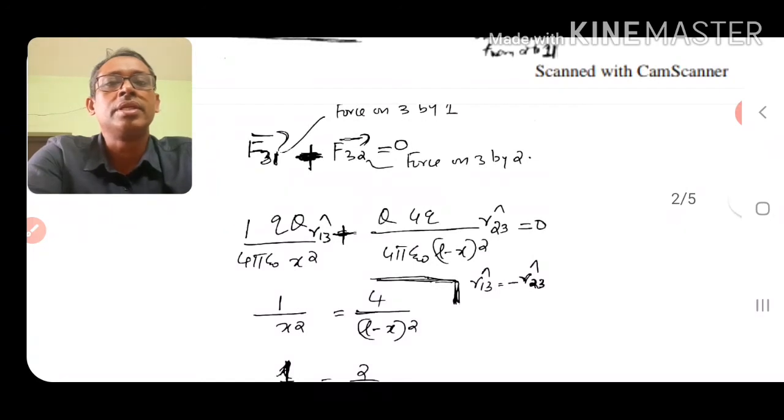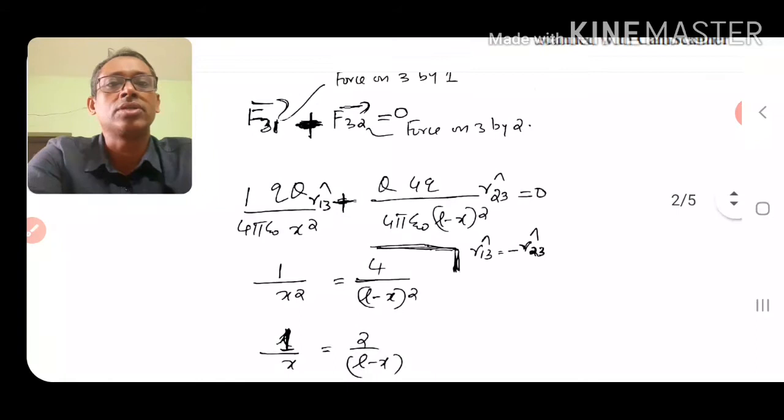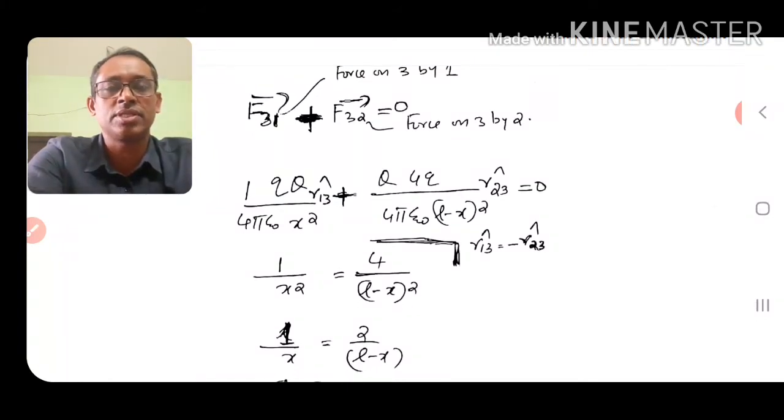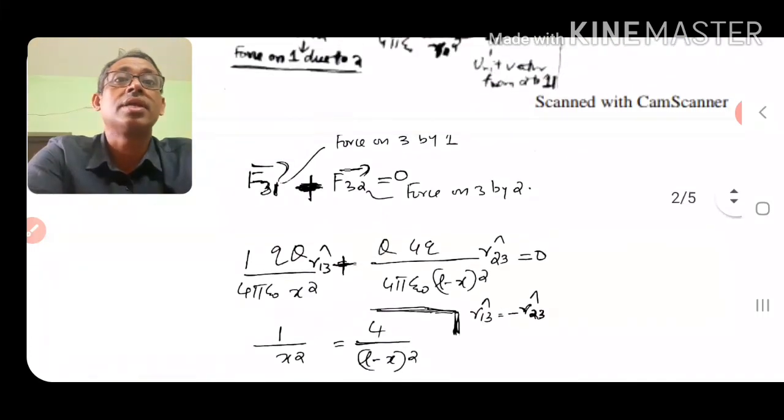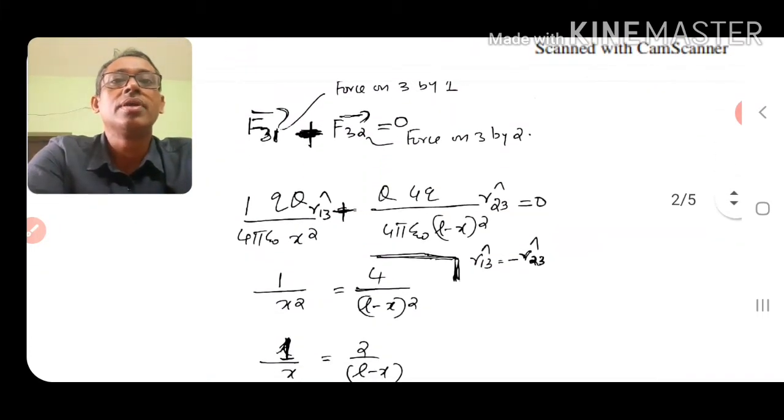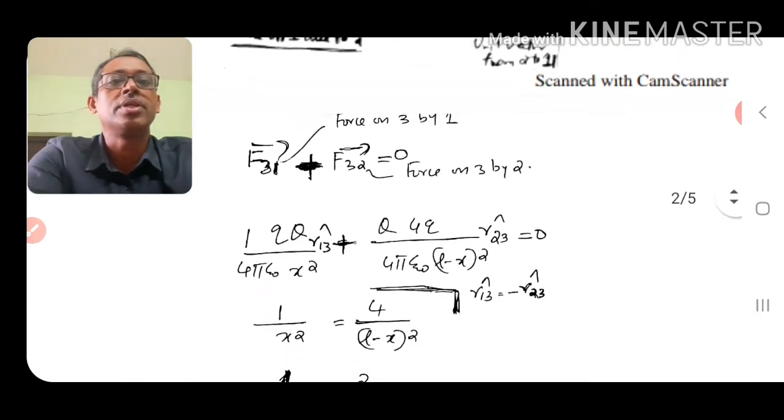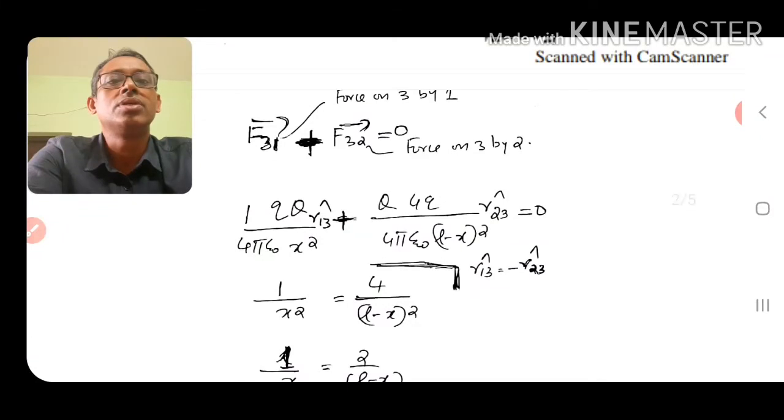So it can be written as 1 by 4 pi epsilon 0 q Q by x square, where x is the distance between the first charge and the third charge, times R13. R13 is a unit vector from 1 to 3. F32 is 1 by 4 pi epsilon 0 q Q, that is the force acting on the third charge by the second charge.